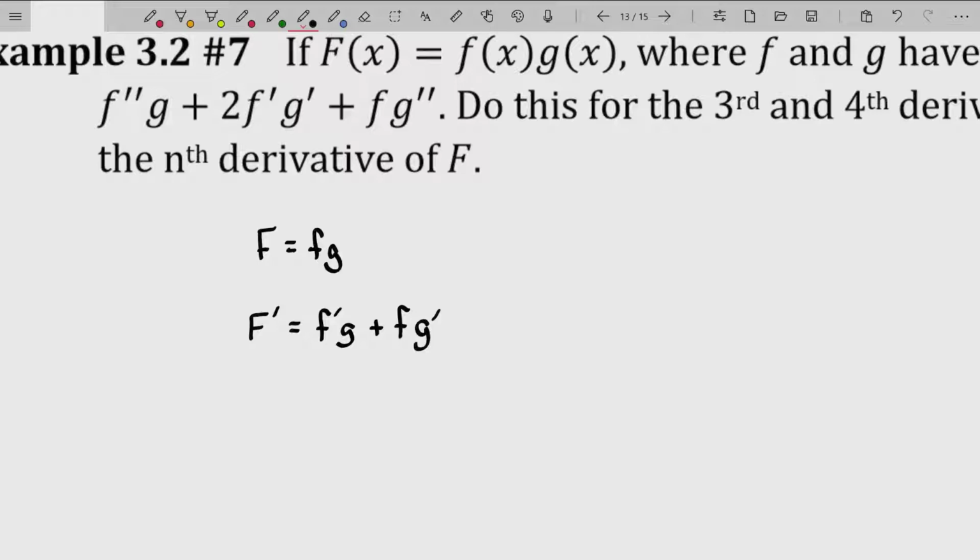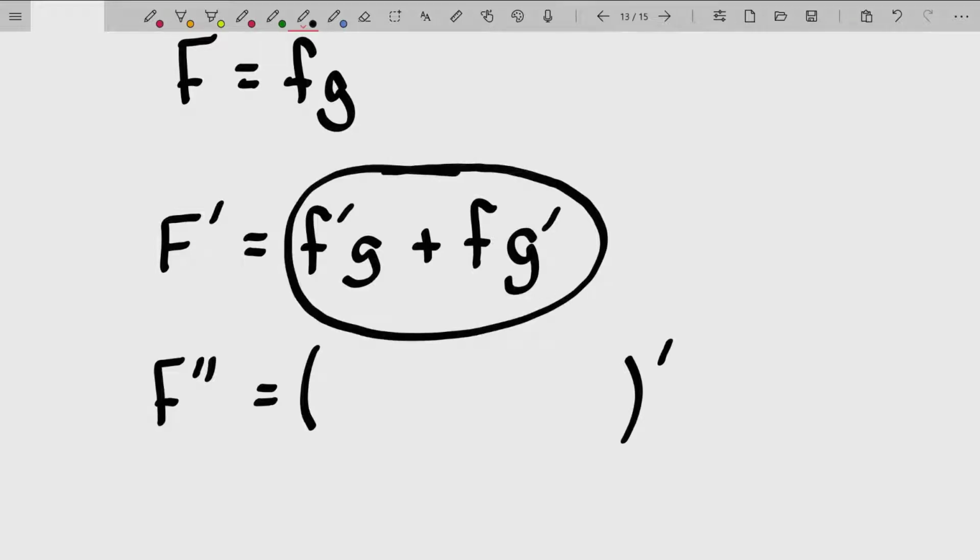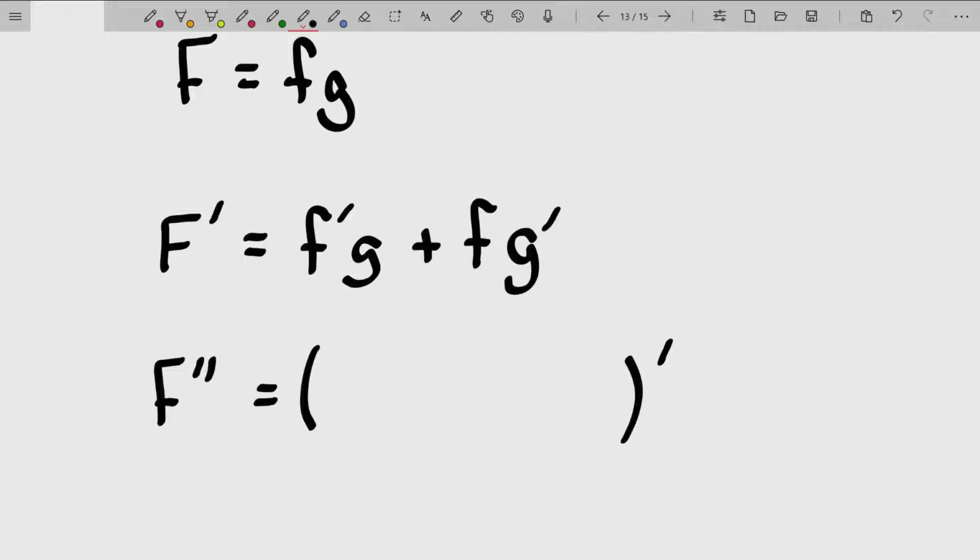So therefore, if you take the second derivative, well, that'll be the next derivative of all of this stuff. It's not the second derivative, it's the next derivative in line of all of that. So we're going to take a derivative of f prime g plus f g prime. Now remember, we have a rule that says if you're going to take the derivative of a sum, you could split that apart into the sum of derivatives.